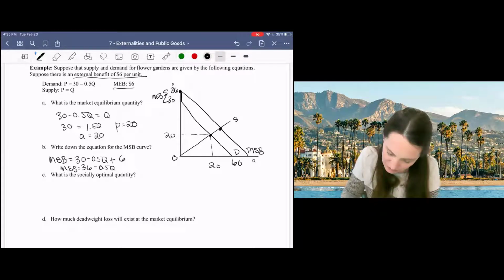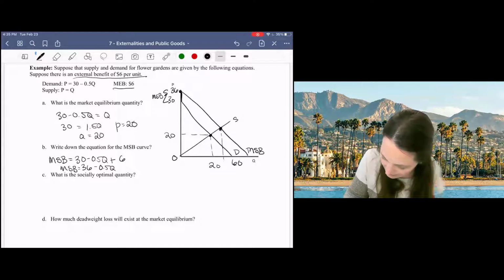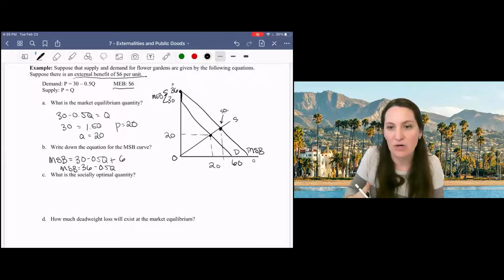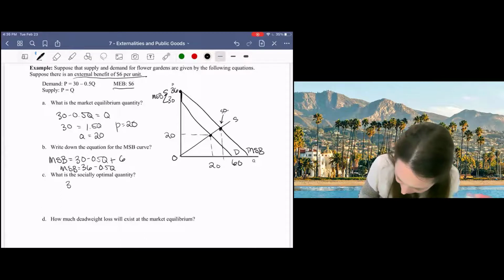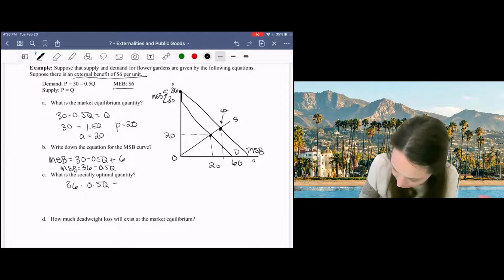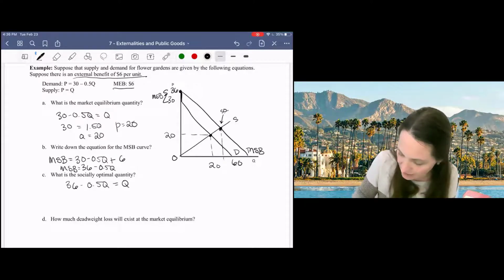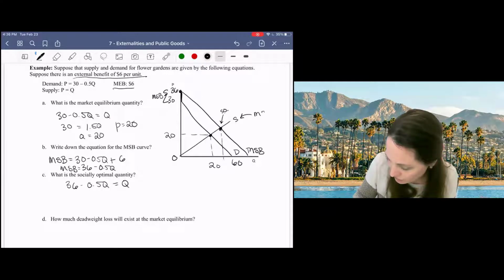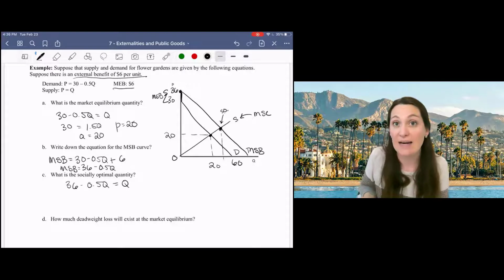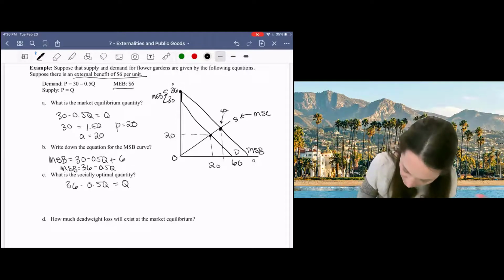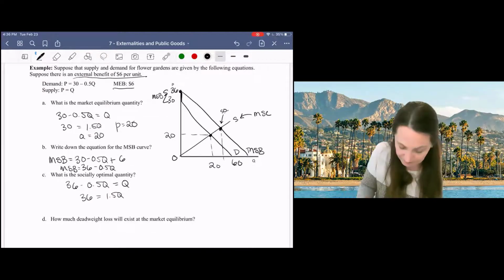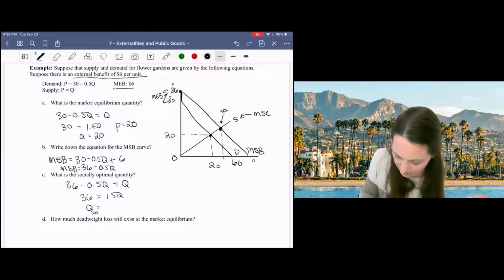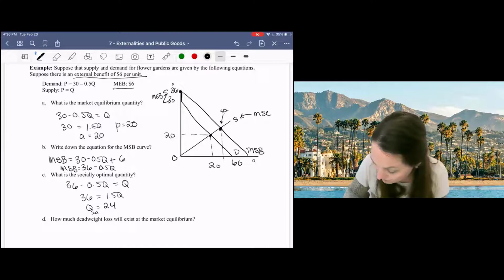And we can see that our socially optimal quantity will be, of course, like we said, higher than the market equilibrium. We find that socially optimal quantity by finding the intersection of the marginal social benefit curve with the marginal cost curve. Here, supply represents our marginal social cost curve since we do not have any negative externalities. And so we have 36 equals 1.5Q. So the socially optimal quantity will be quantity of 24.